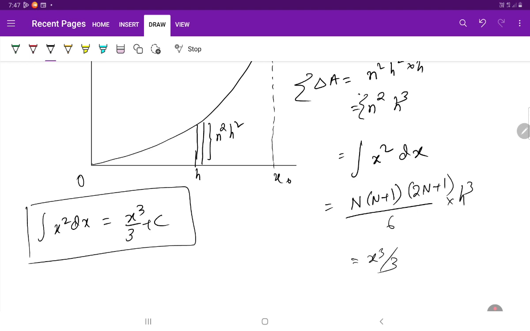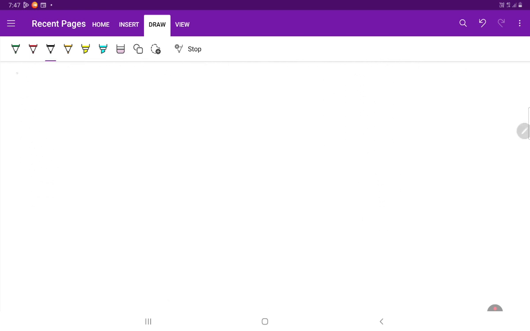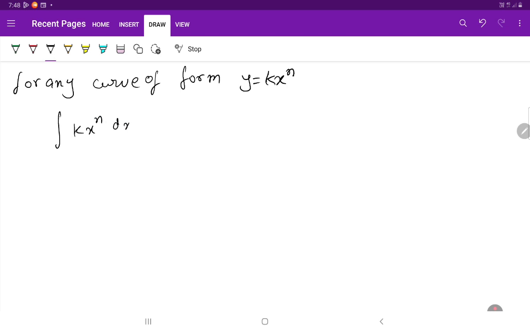So yeah, that's the answer. And from here we'll get a general formula. We'll be learning a general formula: for any curve of the form y equals x to the power n or kx to the power n, we say that the integration of kx to the power n dx is equal to k into x to the power n plus 1 upon n plus 1 plus c, for all n belonging to real numbers except n equal to minus 1.